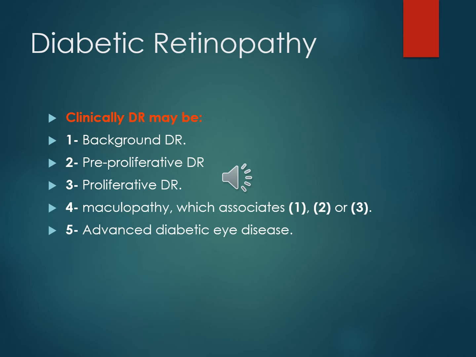The worldwide accepted and well-known grading for diabetic retinopathy include 4 grades. First of all, background diabetic retinopathy. Number 2, pre-proliferative diabetic retinopathy. Number 3, proliferative diabetic retinopathy. Number 4, advanced diabetic eye disease. And maculopathy can occur in any one of them.